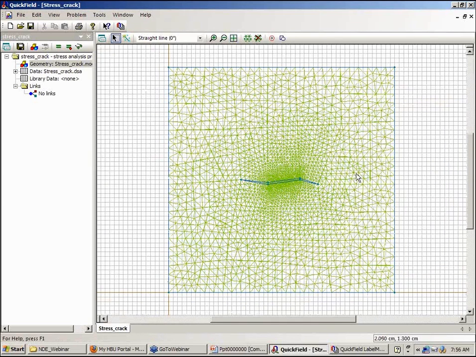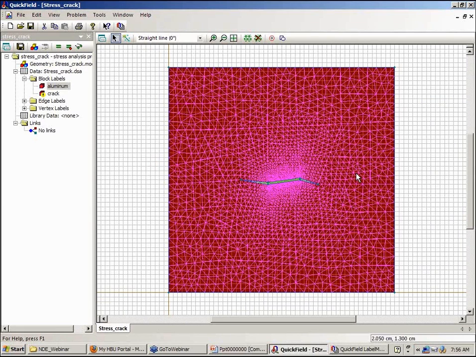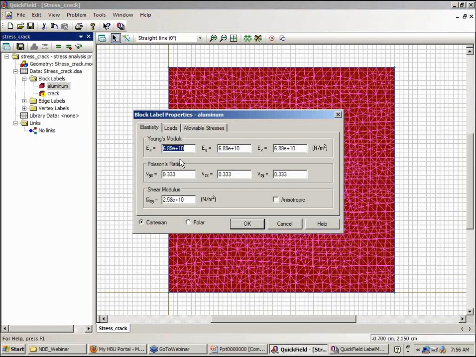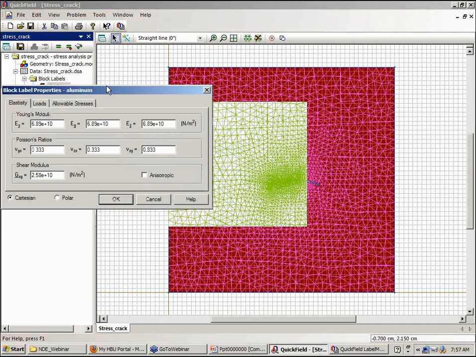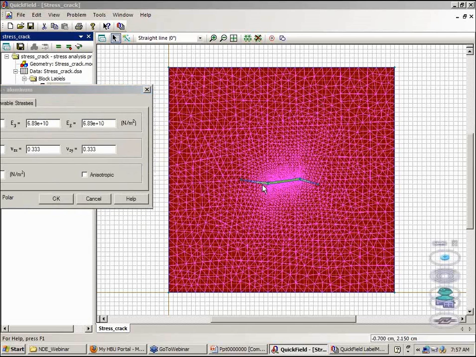So the sample under the test here is an aluminum bar. Now, aluminum has a Young's modulus of about 68 gigapascals, a Poisson ratio of 0.3, shear modulus about 1/3 of the Young's modulus. We are in Cartesian coordinates. This is XY symmetry, so we are looking at a planar geometry.